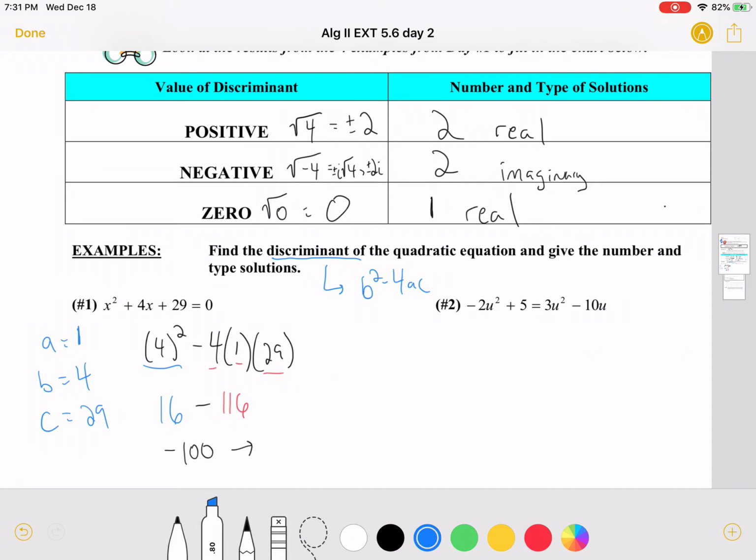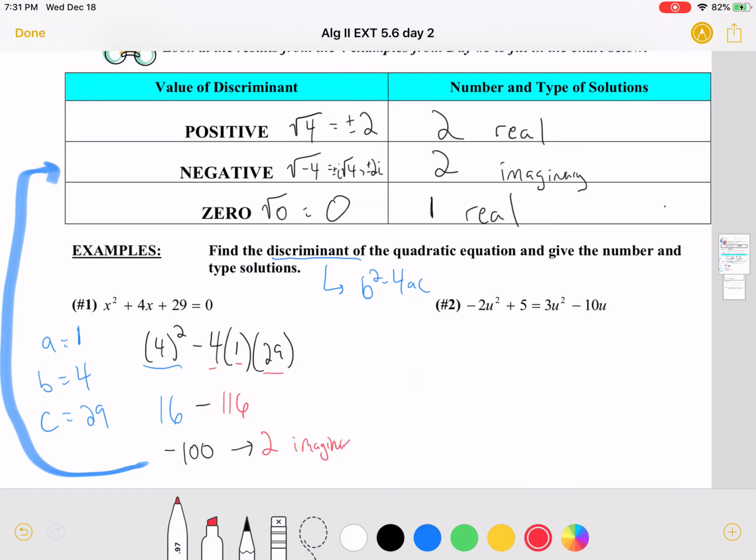So if my discriminant is negative, what does that tell me? Well, it tells me I have 2 solutions, and they are imaginary. Again, they are imaginary because my discriminant is underneath the square root. If you have a negative underneath the square root, you are going to get 2 imaginary solutions.